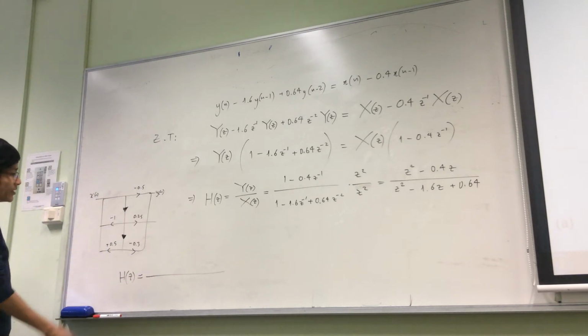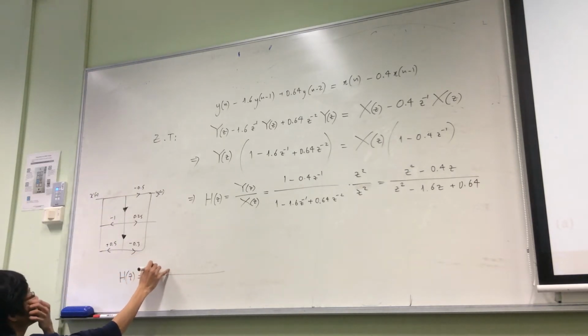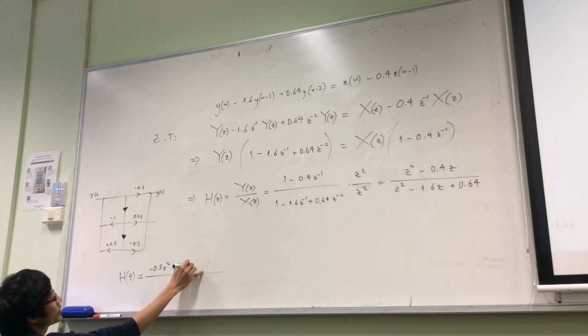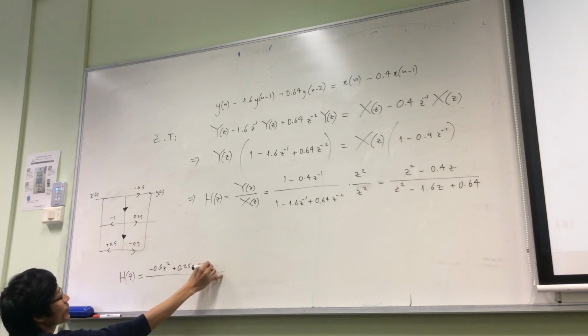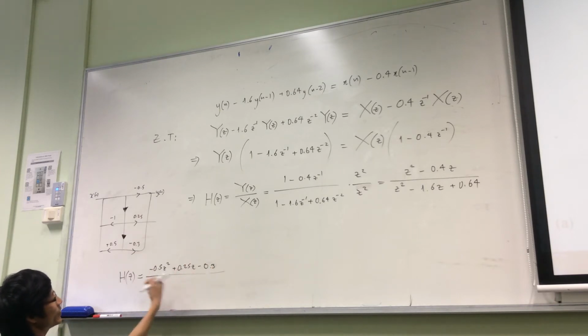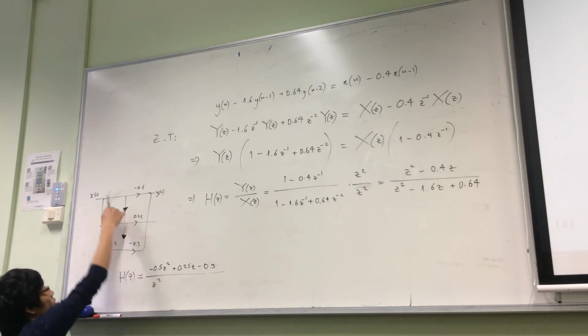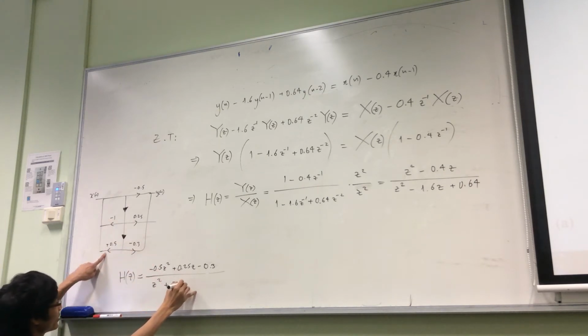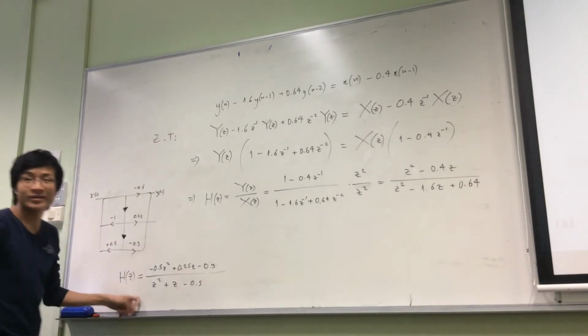The top will be minus 0.5, plus z squared, plus 0.25 z, minus 0.3. And the bottom will be the opposite: z squared, minus 1. It's minus already, so it becomes z. This one plus 0.5 becomes minus. See? You get this from there.